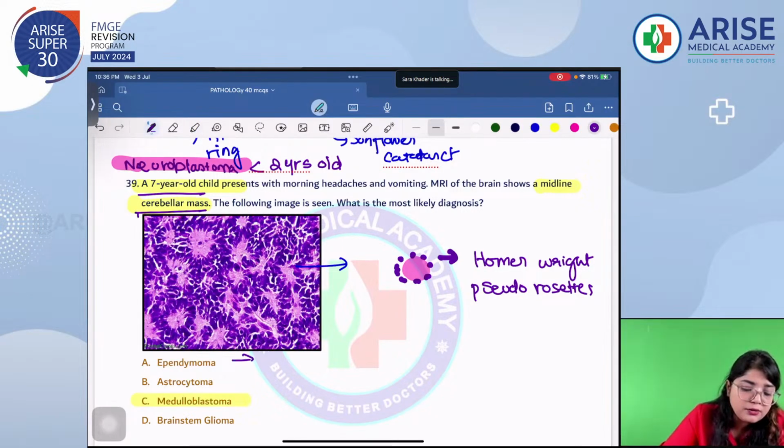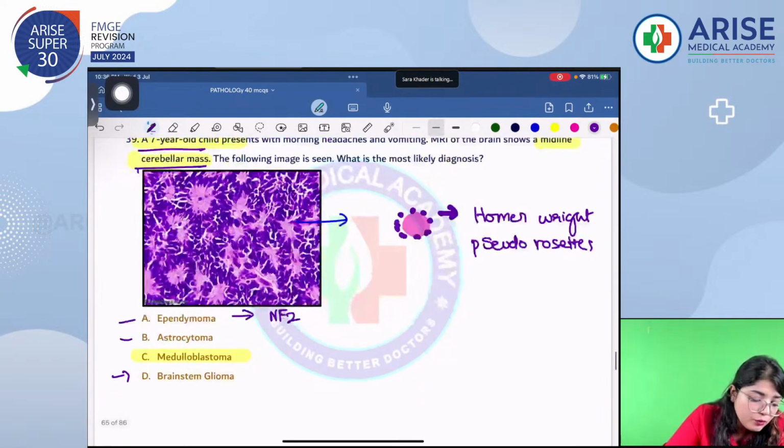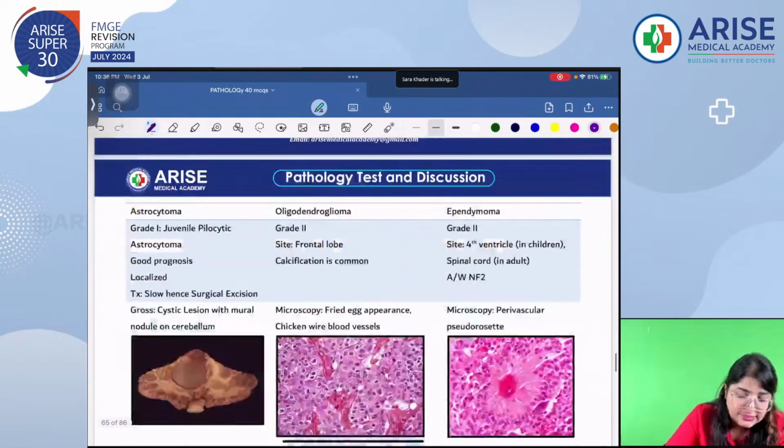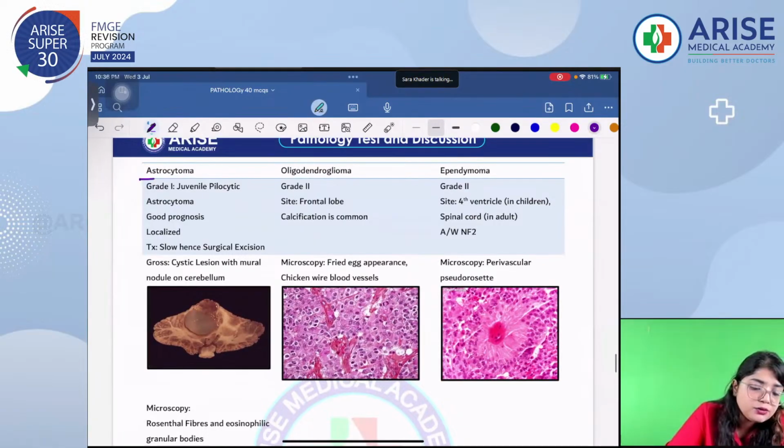What about ependymoma? I just told you it is associated with NF2. All of these, astrocytoma, ependymoma, glioma, all of them are glial tumors. Okay, what tumors are there? Yes, they are glial tumors. Which kind? So there are 3 glial tumors, right? You have astrocytoma, oligodendroglioma, and ependymoma.